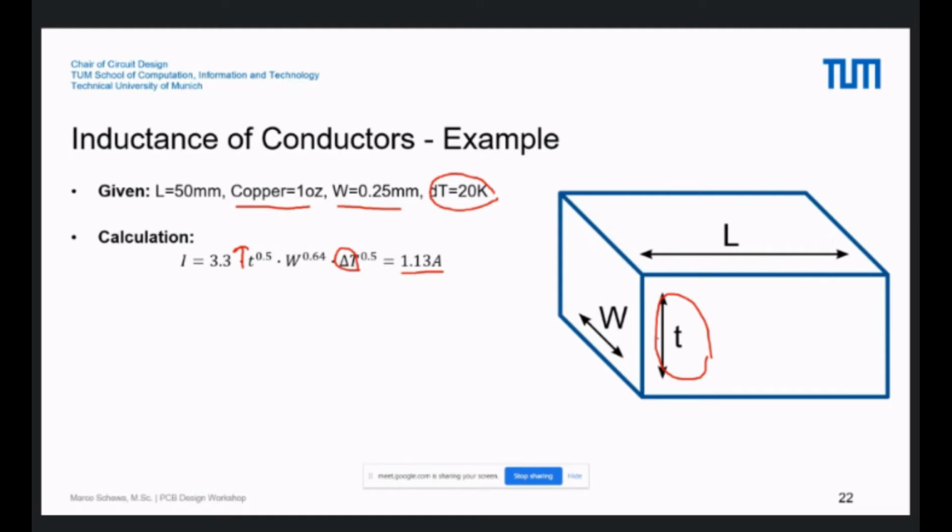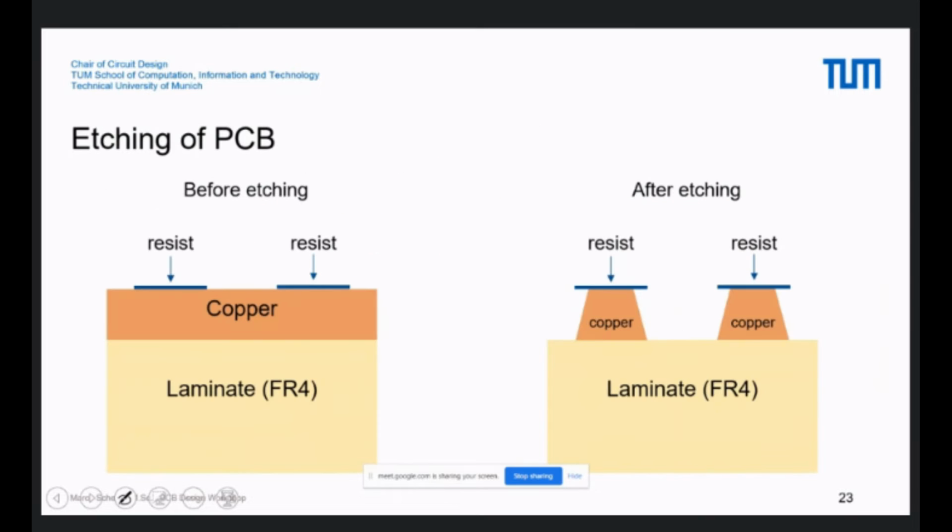But if you increase your T, then you have to keep in mind that you need a minimum space between these two lines. Yes, this is because of etching. So here's an example of how PCBs are etched. We have here resistors. We have here full copper and here laminate. And after etching, you see that we have here some decrease. So the size here on the top is lower than the size on the bottom.